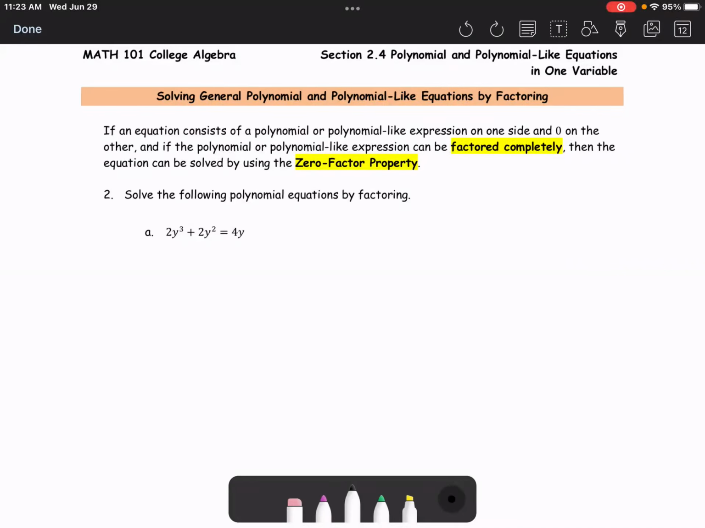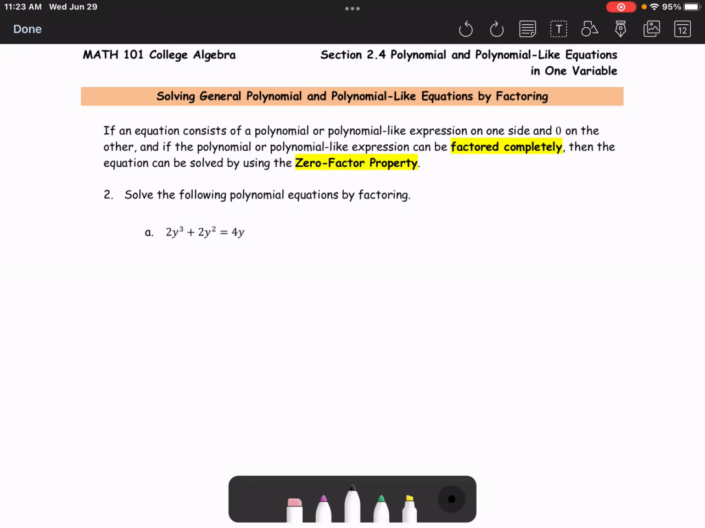This time we are going to solve the general polynomial and polynomial-like equations by factoring. The zero factor property is always the strategy to solve this kind of equation after factoring completely. For number 2, solve the following polynomial equations by factoring.